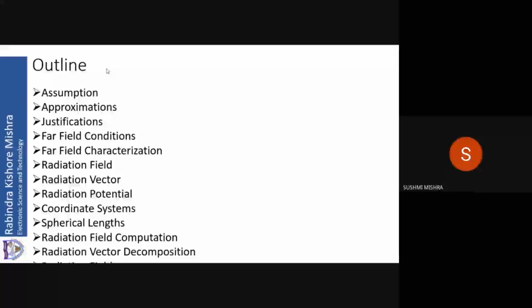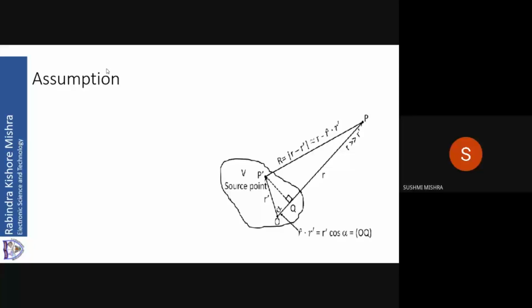So let me start with the assumption. As we have seen in the last class, or in the first and second classes also, we take a source point or a source region. In the source region, we have a source which can be a current source or a source of charges. Then we are observing the effect at the observation point, which is at a distance R from the source point. Source point is located at P dash, observation point is located at P.